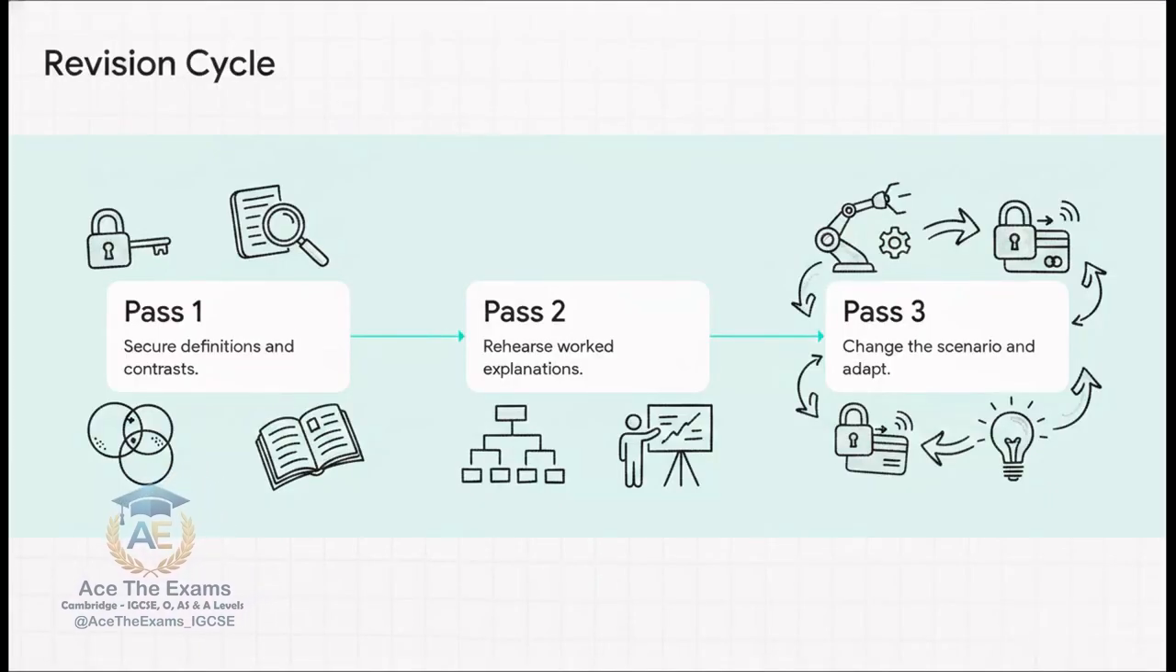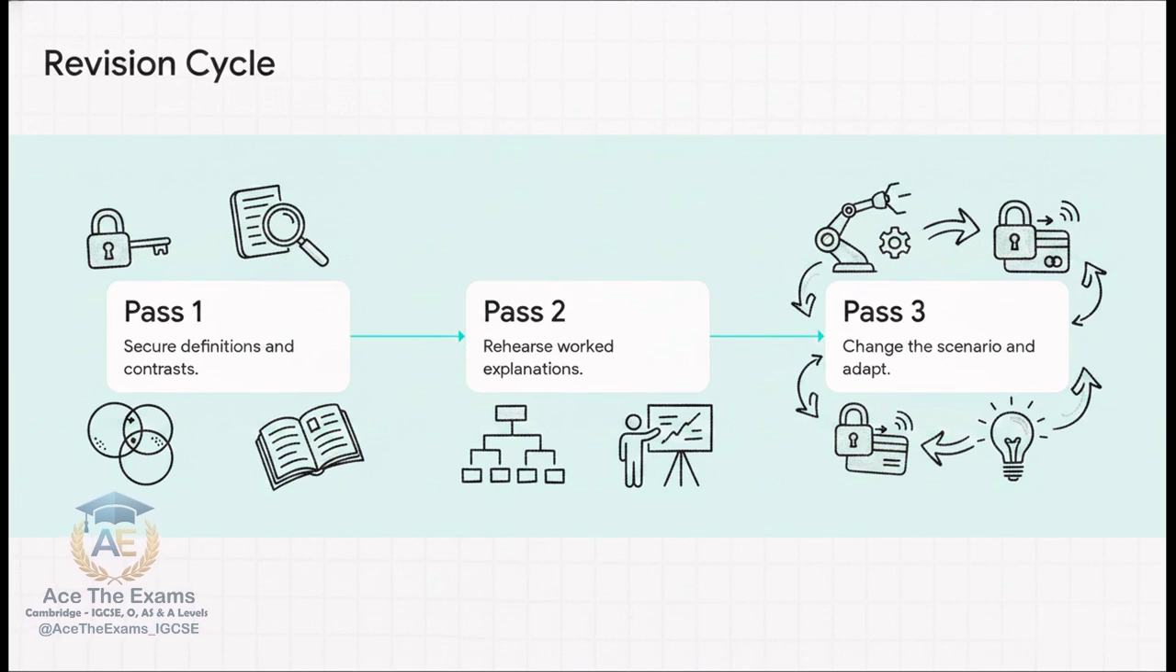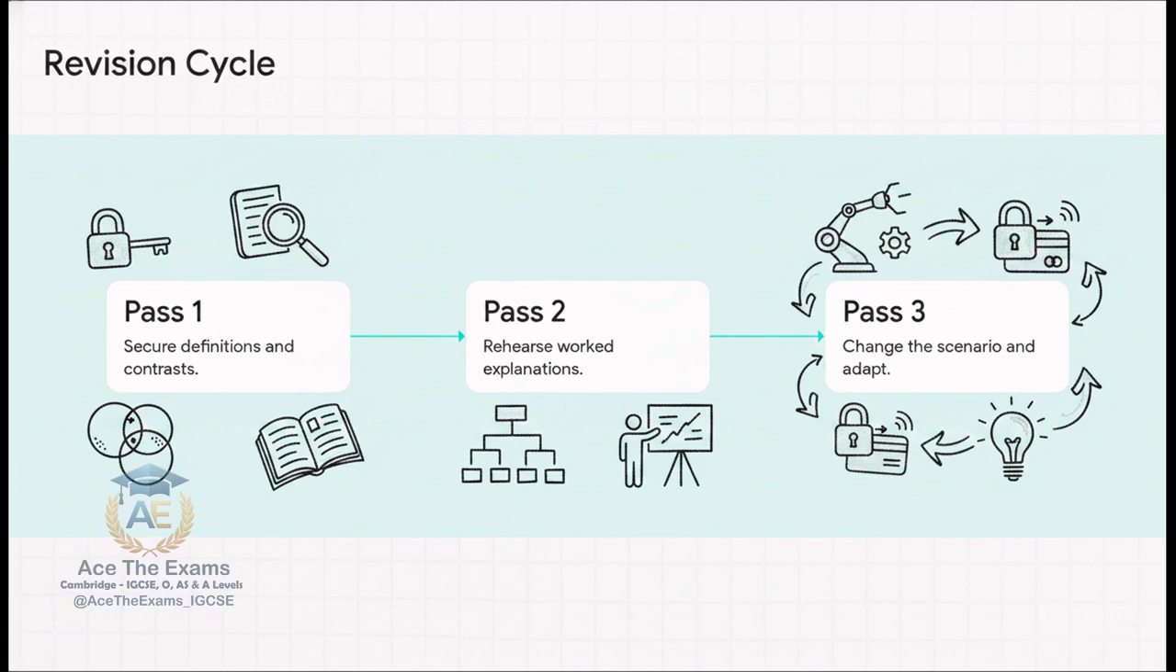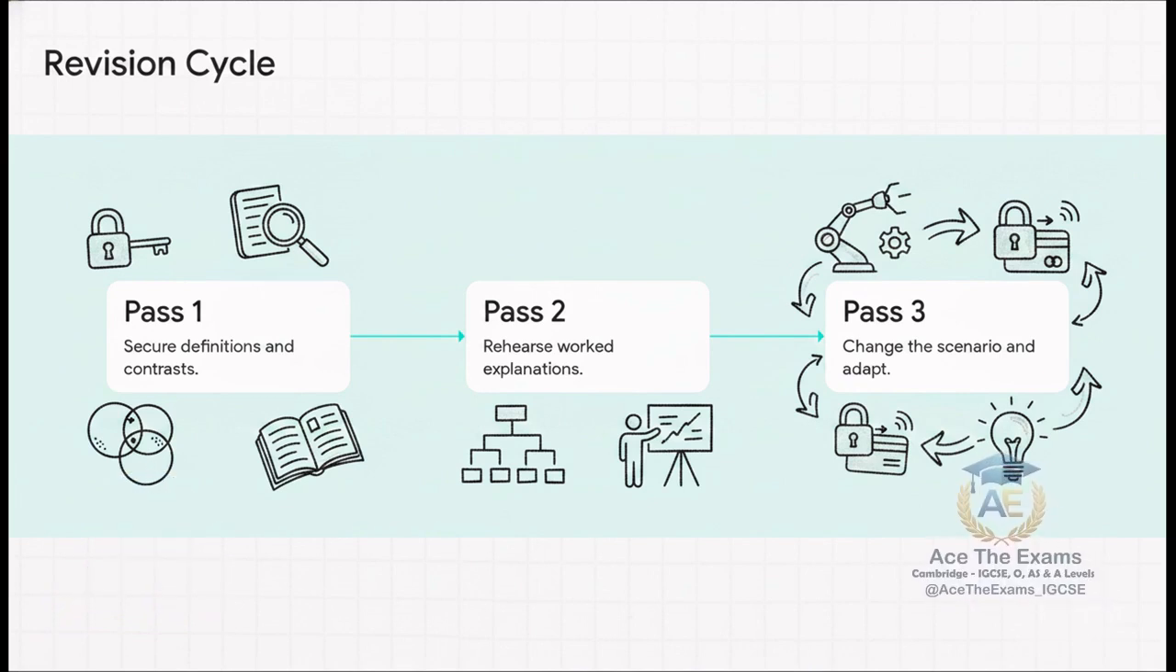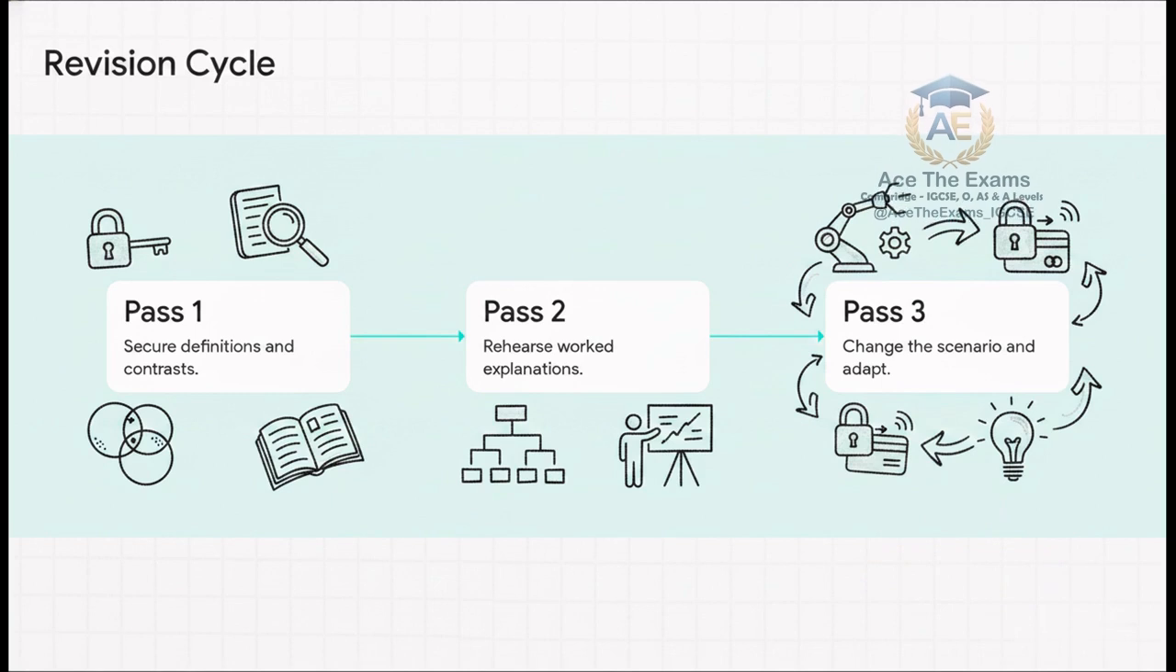To make sure this knowledge actually transfers perfectly into some unpredictable wild exam question, you need a 3-pass revision cycle. Pass 1, secure your key definitions and contrasts. Pass 2, rehearse those worked explanations out loud, detailing every step of the process. And Pass 3, actively change the scenario and adapt your explanation. Try applying it to a robotic arm and then maybe to a secure banking transfer. Do this and watch your exam adaptability absolutely skyrocket.